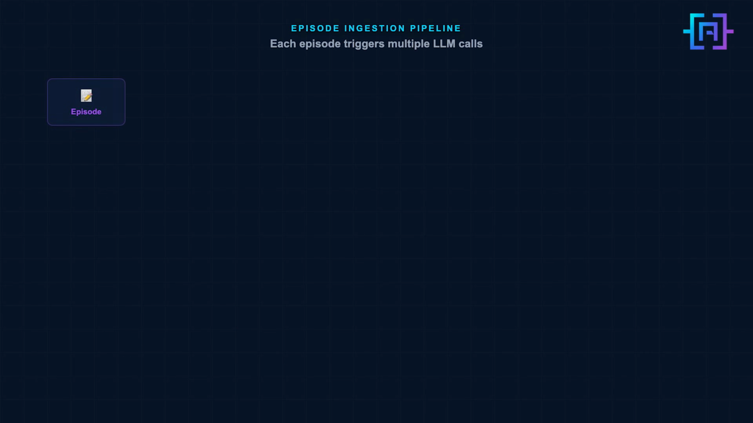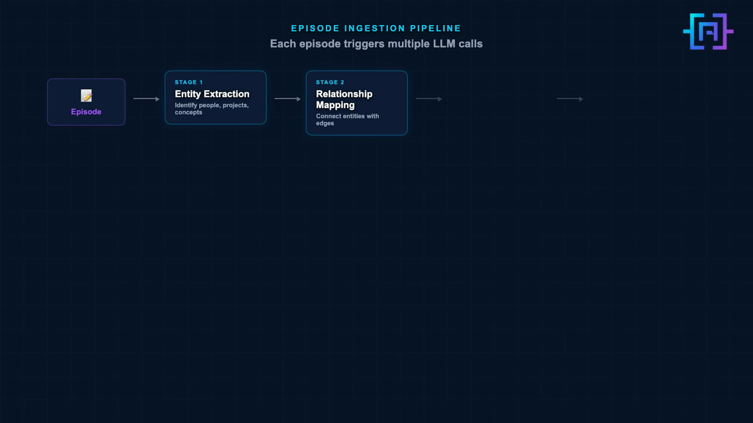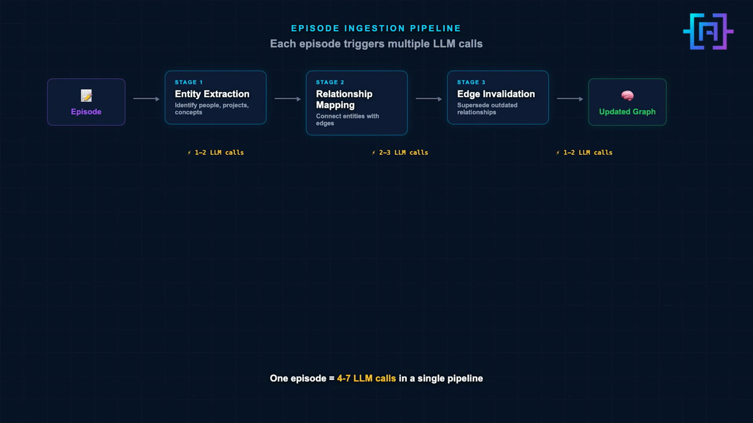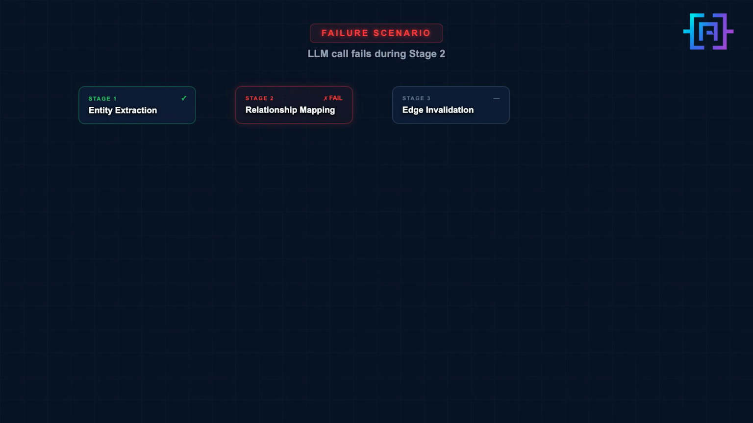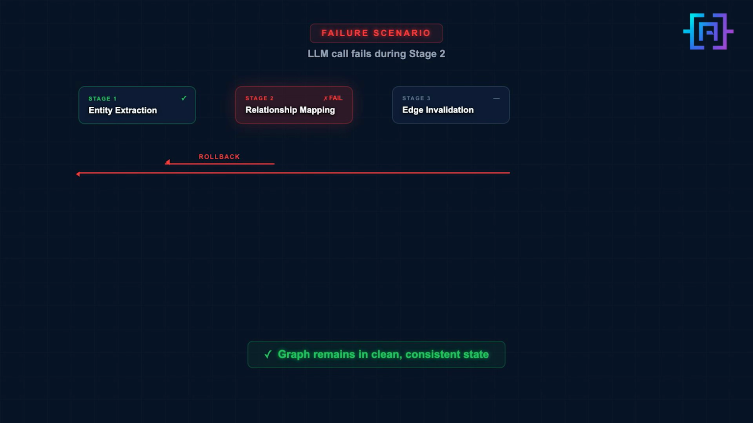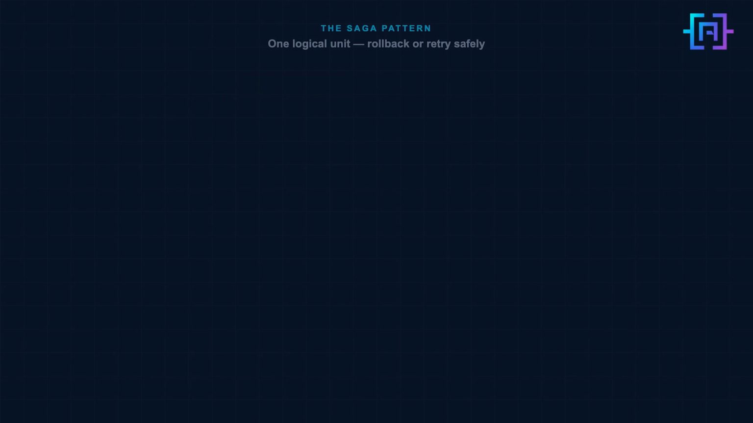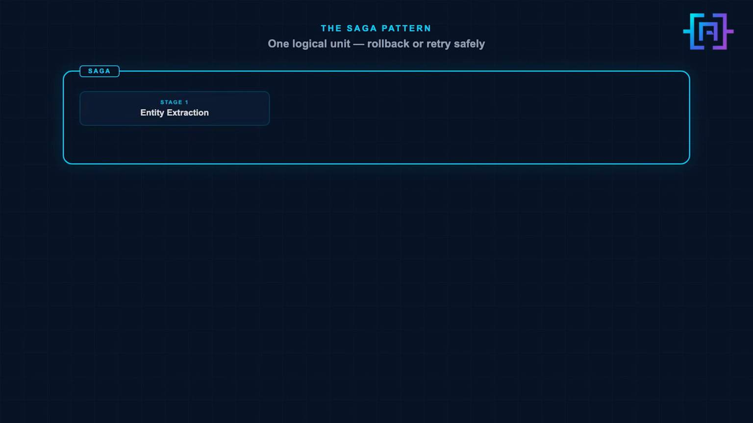Sagas treat the entire ingestion of an episode as a single logical unit. The pipeline has three stages: entity extraction, relationship mapping, and edge invalidation. If an LLM call fails during relationship mapping, for example, the Saga ensures that partially created entities don't leave the graph in a corrupted state. The whole operation is rolled back or retried safely. This is the same pattern used in distributed microservices, and it's now built into Graphiti.